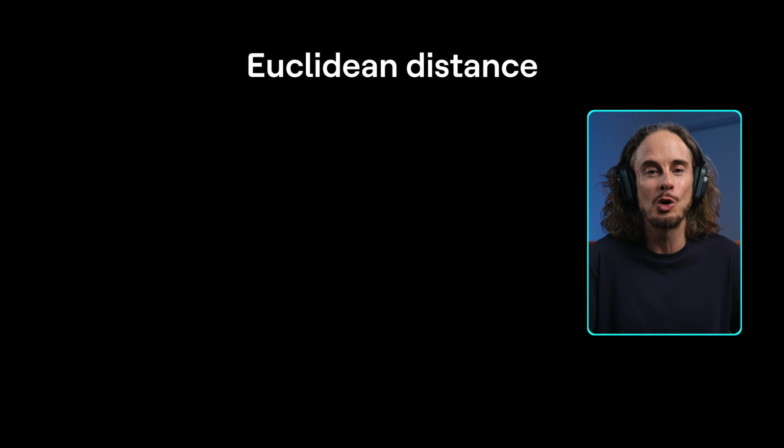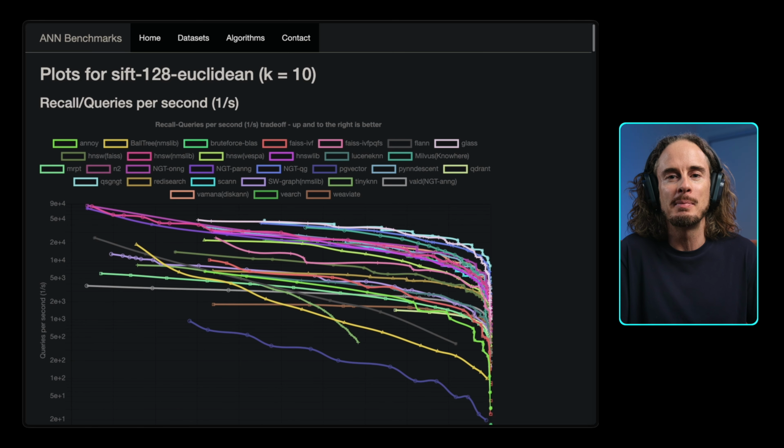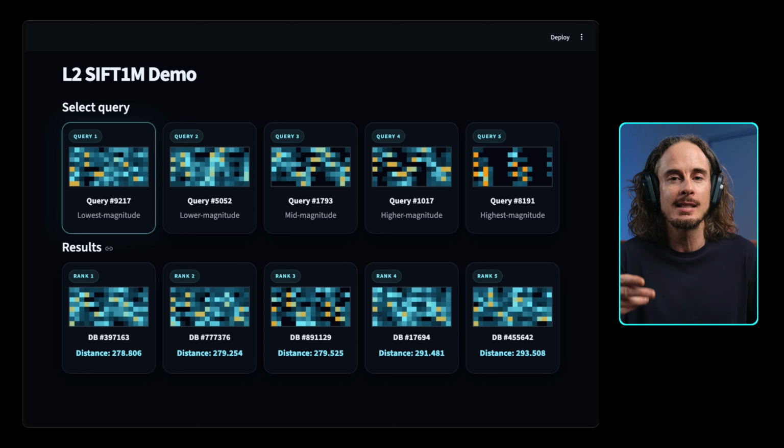Euclidean distance, sometimes referred to as L2, scores similarity on the distance between two vectors. The smaller the distance, the higher the score. It's the right choice when vector values are actual measurements, such as sensor readings or physical coordinates. For the L2 demo, we're using the SIFT 1 million dataset, which contains 1 million vectors designed for image matching and object recognition. Each vector describes visual features of a small image patch, and you can see them rendered as colored grids in the demo.